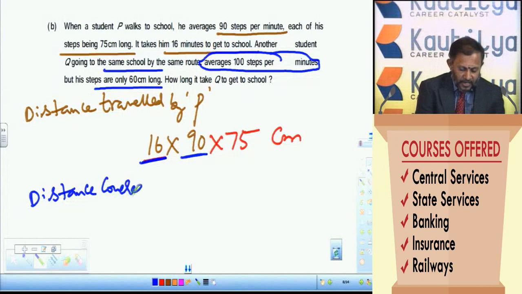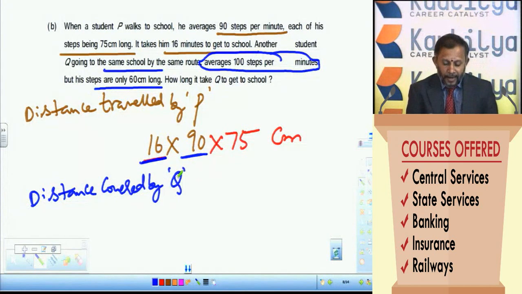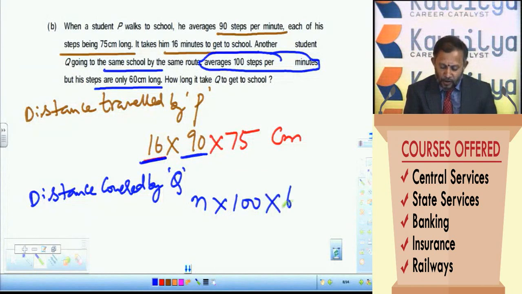The distance covered by Q: the number of minutes he has taken is not given, and in each minute he can take 100 steps, and each step is of length 60. So here we have to calculate the time taken by Q.